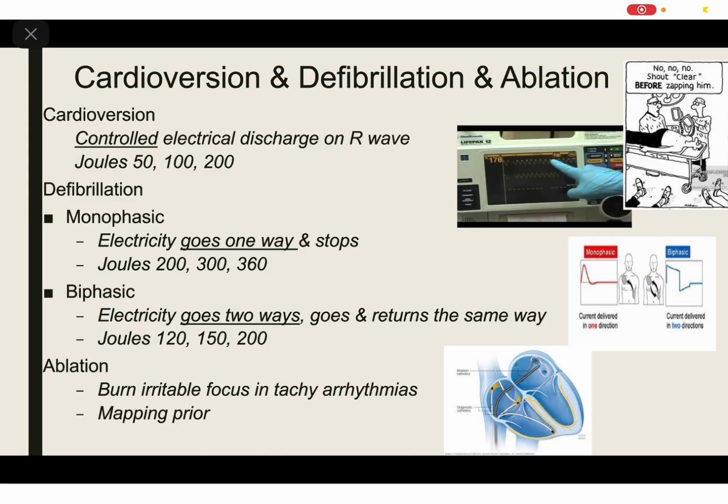Cardioversion, defib, and ablation. Cardioversion is an electrical discharge on the R wave, joules 50, 100, 200. We actually use 360 in Southern Colorado on the ambulance. Just give them the one and done. Don't mess around. Just thwack them with as much as you can so you don't have to end up shocking them again. Again, it's important to hit your monitor to sync before you administer that shock. Otherwise, it's not going to go so well.